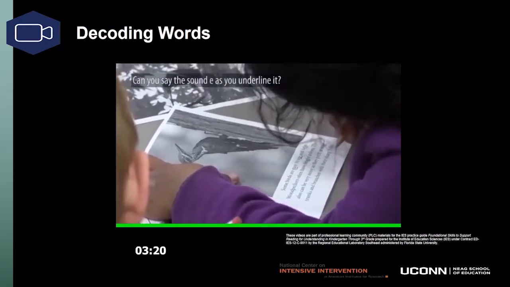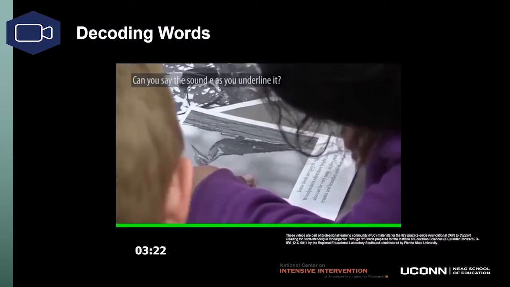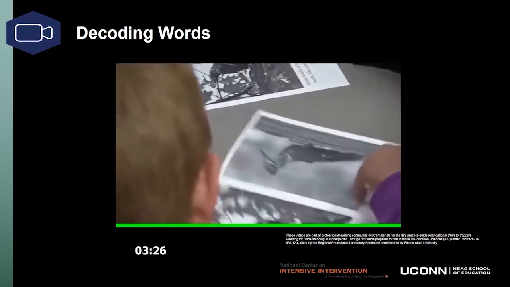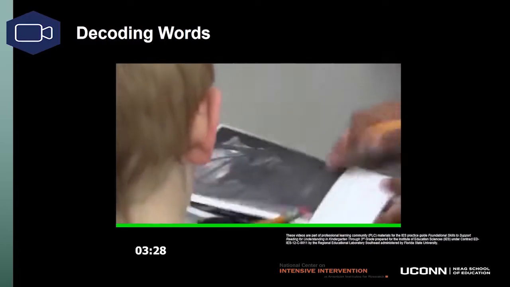Can you say the sound E when you underline it too? Mm-hmm. E.